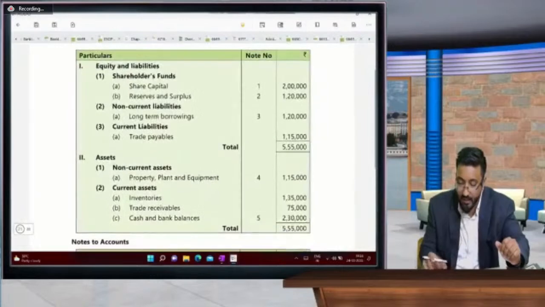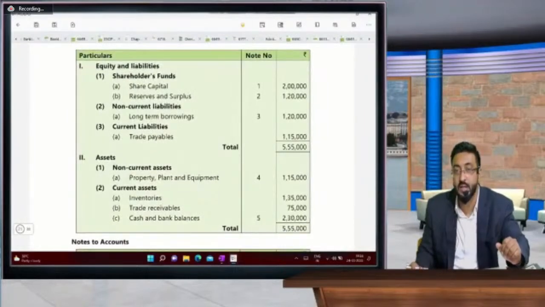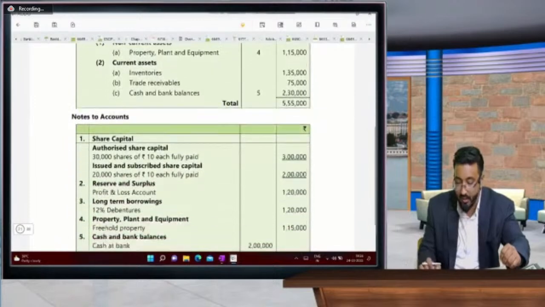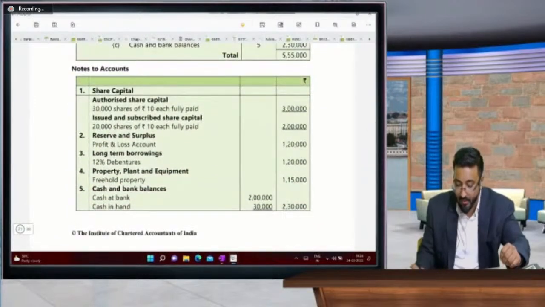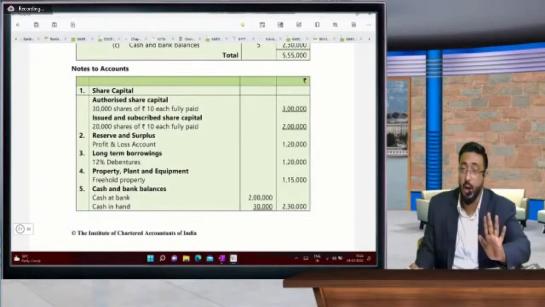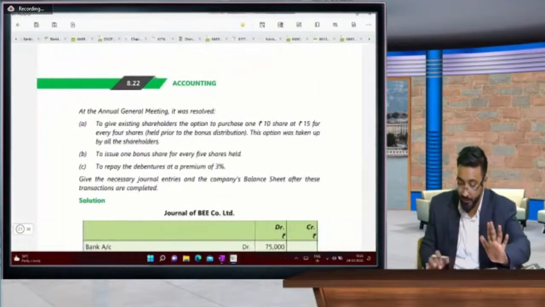Equity and liabilities: shareholders' fund, share capital, reserves and surplus. Non-current liabilities: long-term borrowings. Current liabilities: trade payable. Non-current assets: PPE. Current assets: inventory, trade receivables, cash and bank balance. Updation, I already told you how to update our balance sheet.